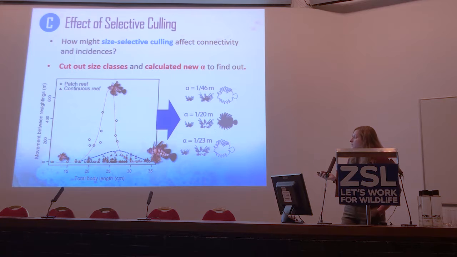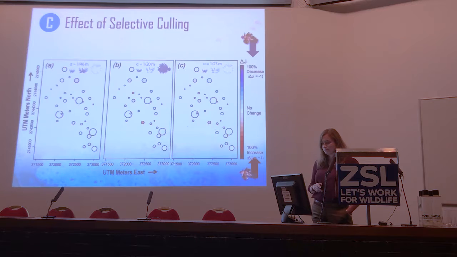And so what we did is we took the original set of tagged fish and we cut out some of the size classes, and then we calculated new dispersal parameters using just the data for the remaining fish. We did that for removal of the largest size class, the intermediate size class, which is most mobile, and then both the intermediate and the largest size class. And then we reran those models to see how the incidence would change.